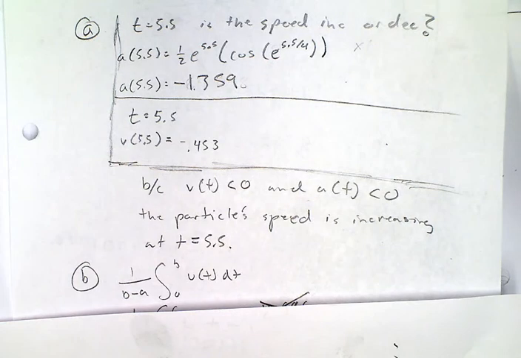Velocity is less than 0. That means you're in reverse. Acceleration is less than 0. That means you're pressing the gas, but you're pressing the gas in a negative direction.